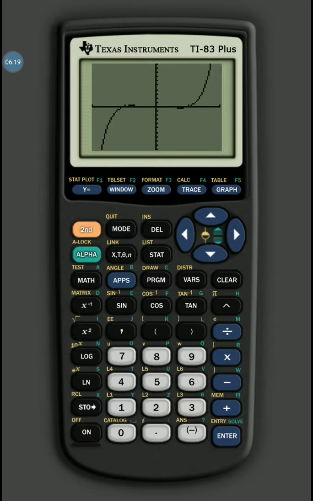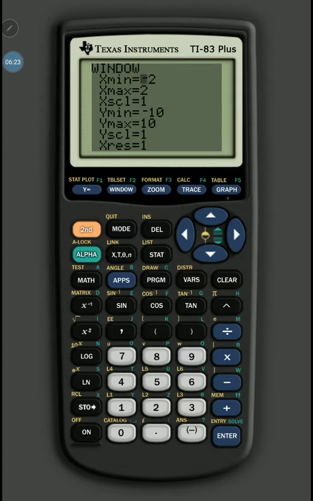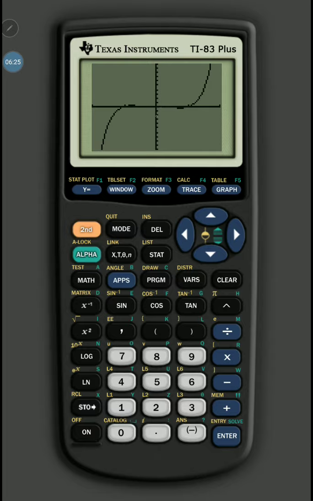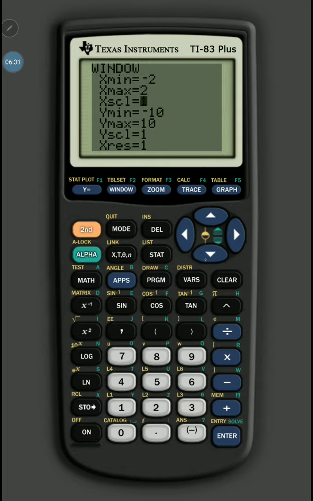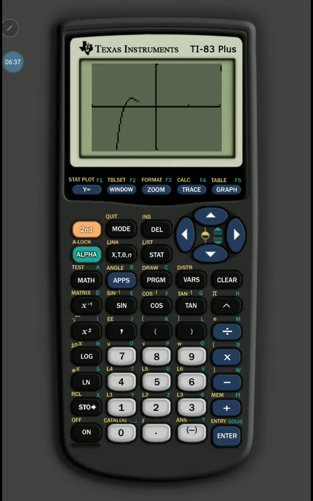And we're still looking at this from -2 to 2, so my x window is okay. But look at this. We can't really tell what's going on there. Those y's are just too big, so let's change the window. Let's kind of zoom in on what's going on. Maybe let's try -1 to 1 and see if that gives us a better picture of what's going on.